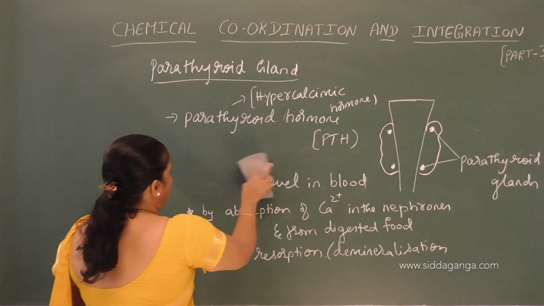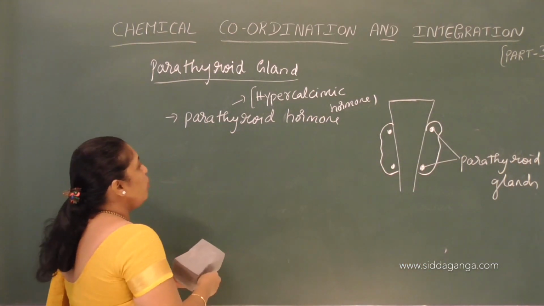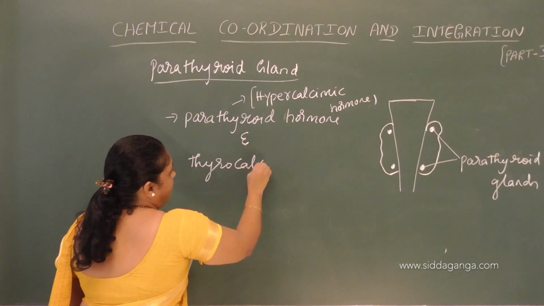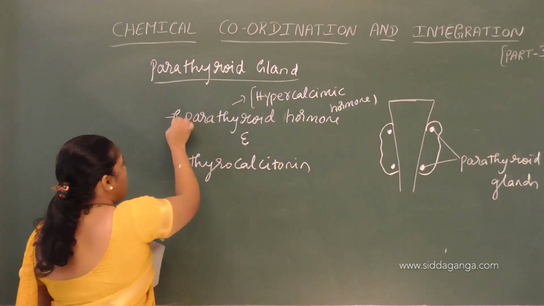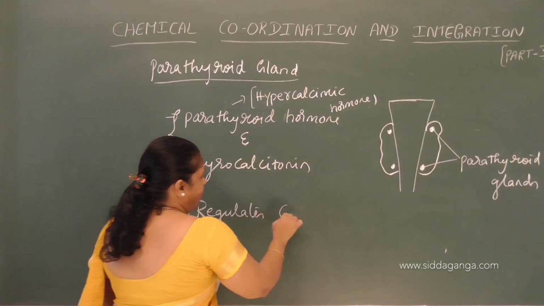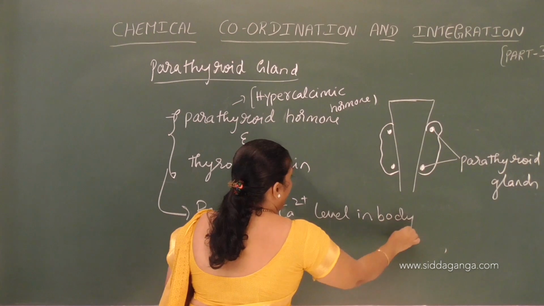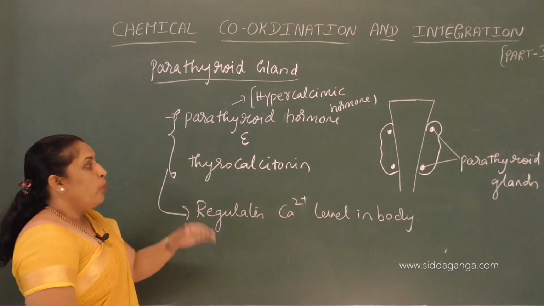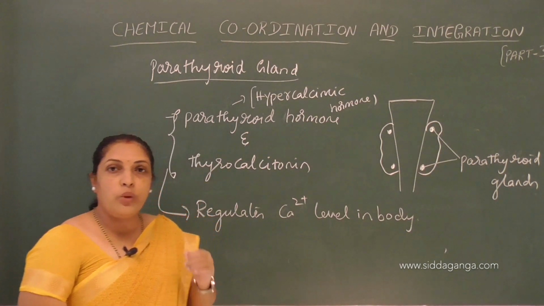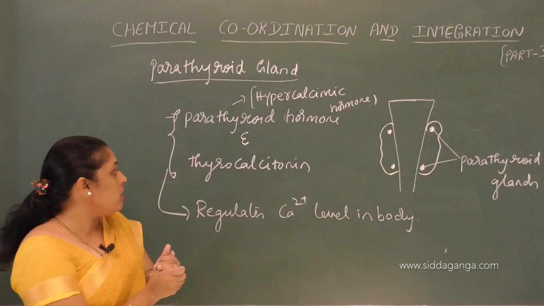This PTH, that is parathyroid hormone, and thyrocalcitonin hormone, both of these regulate calcium level in blood. They balance the calcium amount in blood. Understood? What is the importance of calcium? We need calcium for proper functioning of muscles, for locomotion and movement.